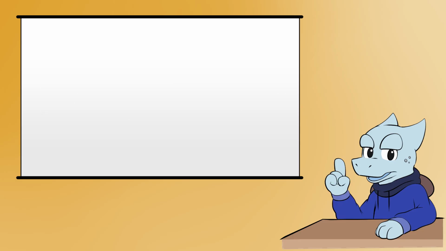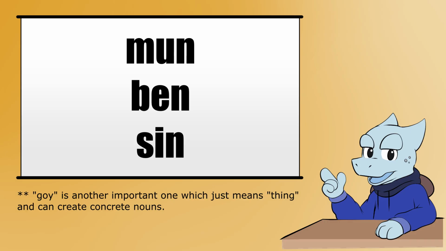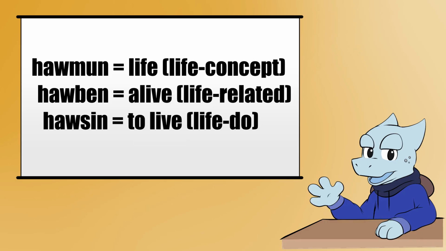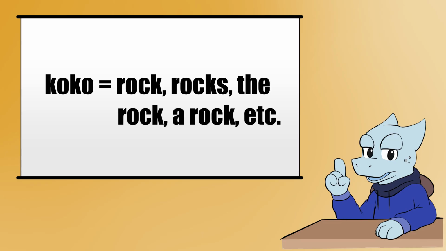Every word in Dagapya can be used as any part of speech depending on context, but can be disambiguated by using different root words. By itself, how can mean life, alive, or to live. However, you can also attach it to the root words moon, ben, or sin to make it more specific. How moon means life, life concept. How ben means alive, life related. And how sin means to live, life do. Similarly, there's no articles or plurality by default, so koko can mean rock, rocks, the rock, a rock, etc.